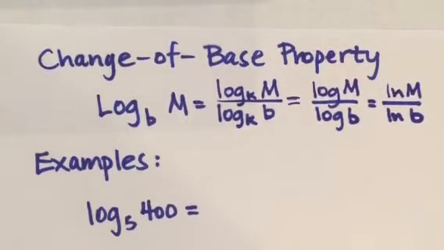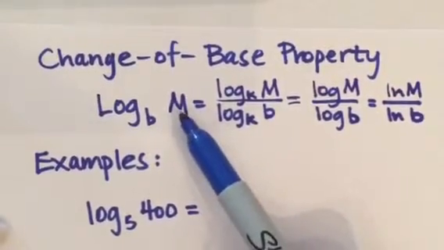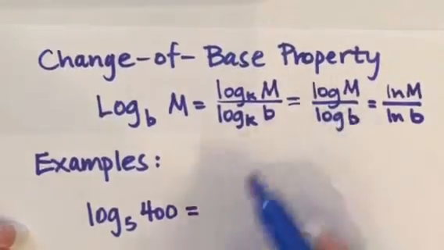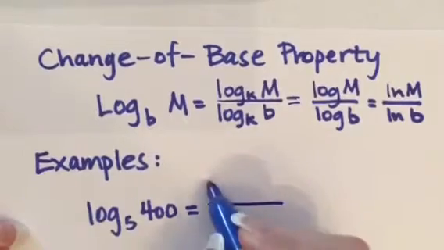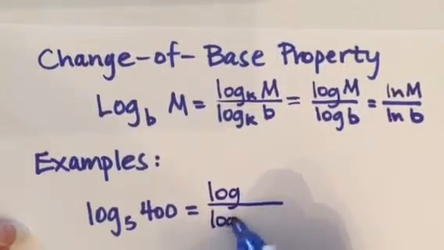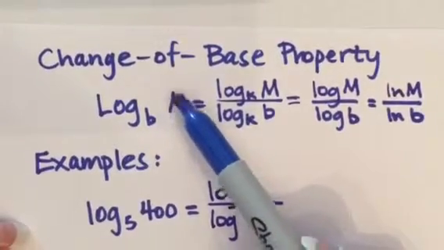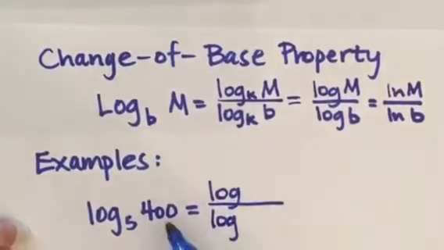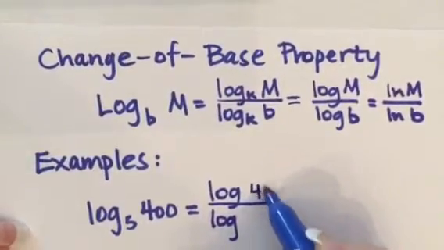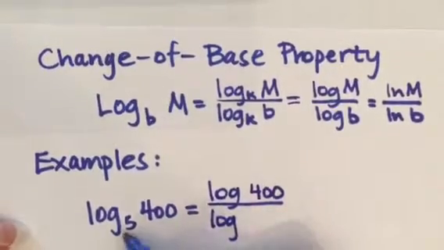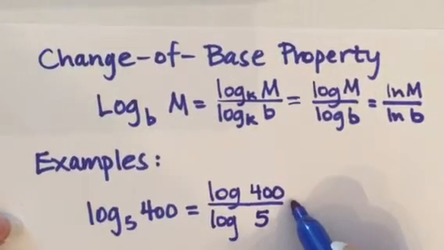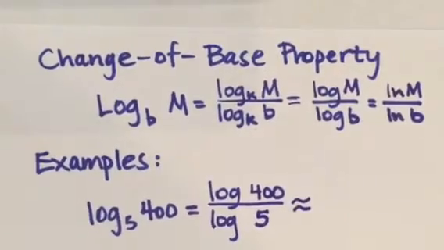Log base 5 of 400. So first let's find out what exactly this is equal to, and using this property, let's do this one with common logs. So we'll use just log. I'm going to rewrite this as log of something over log of something else. Notice that our argument of our initial log goes to the numerator, the base goes to the denominator. So here our argument is 400, it goes to the numerator, and our base is 5, it goes to the denominator. Okay, so now I can punch this in my calculator and get a decimal approximation.